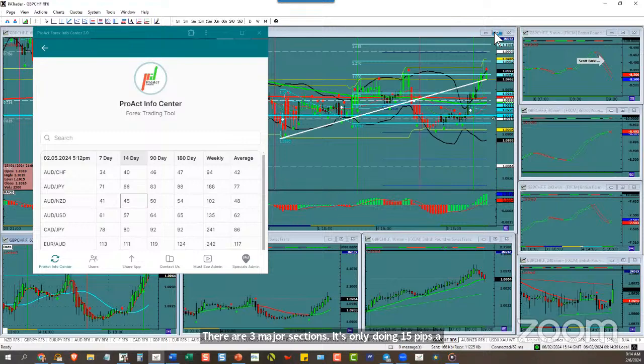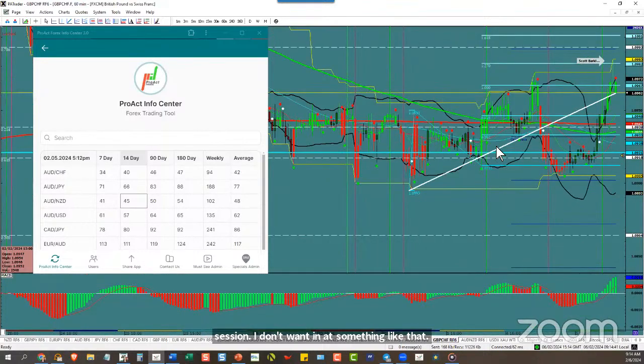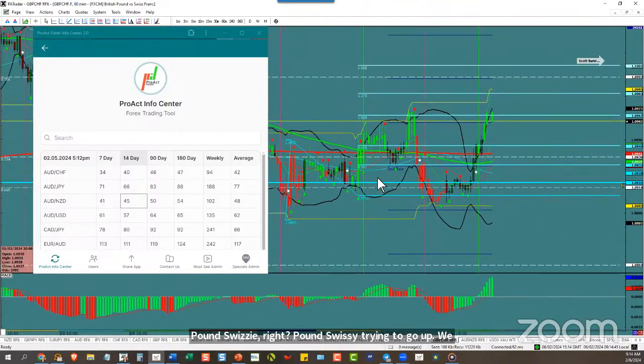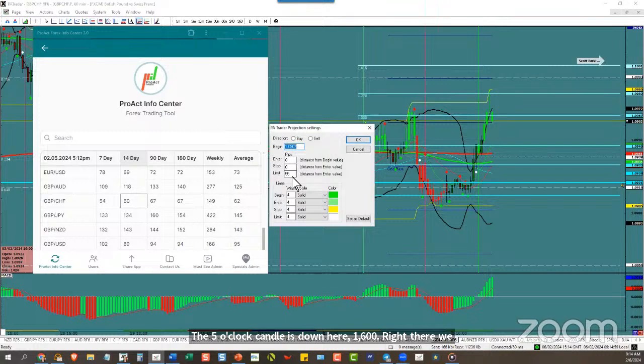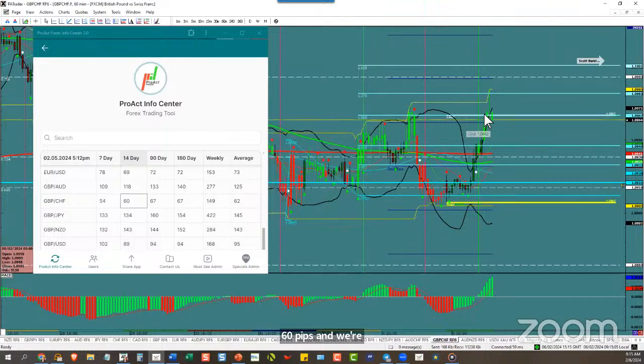Pound Swissy, all right? Pound Swissy trying to go up. We had it down yesterday, and we did get the breakout, and then it didn't go anywhere. All right, let's see if we have any room left first because we don't spend any time on something that's not going to give us a return here. The 5 o'clock candle is down here, 1600 right there. We put a low in after that, and we go up for 60 pips, and we're a buyer, and voila. Right to the pip.